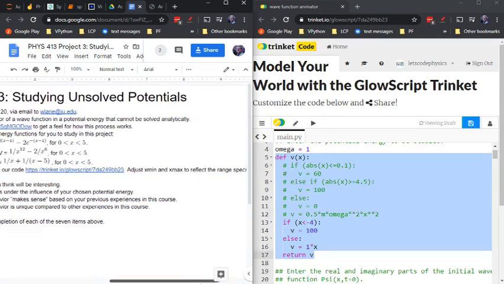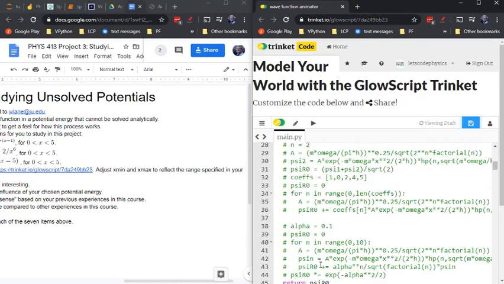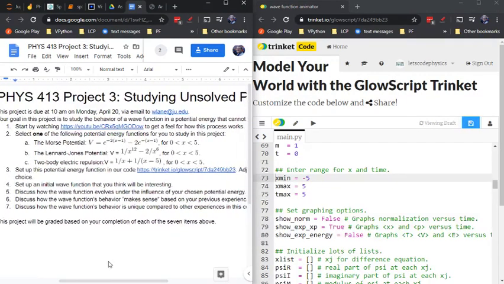I'm also asking you to adjust x min and x max. So that is a little bit farther down, I think. Yeah, starting in line 73 here. X min and x max, I'm asking you to make this from 0 to 5, just so that we've got a nice window there. And then I'm asking you to set up an initial wave function that you think will look interesting. I am not going to tell you what wave function to use.